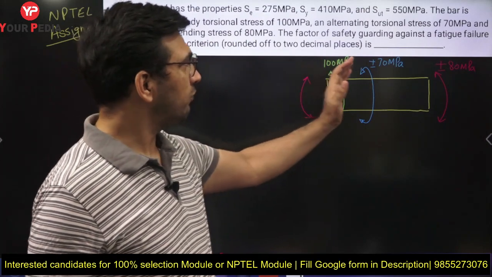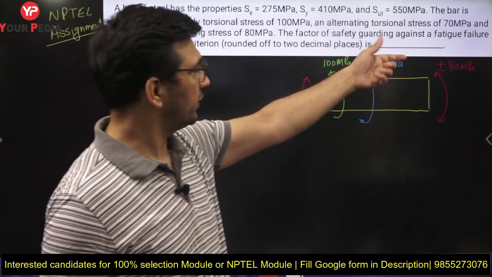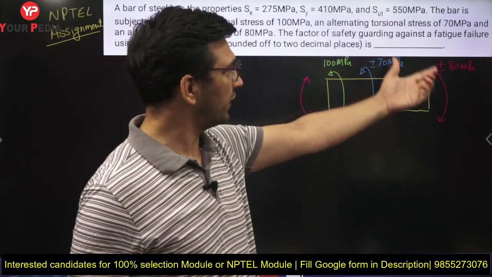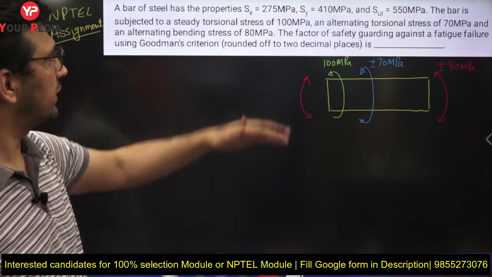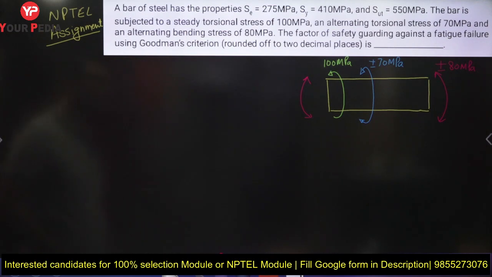Now what is he saying? Take the factor of safety. You are supposed to find the factor of safety against fatigue failure by using Goodman's criterion, rounded to 2 decimal places.